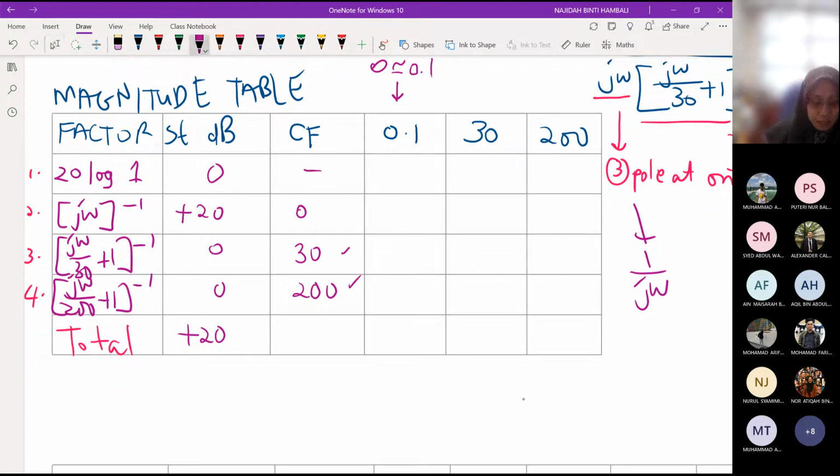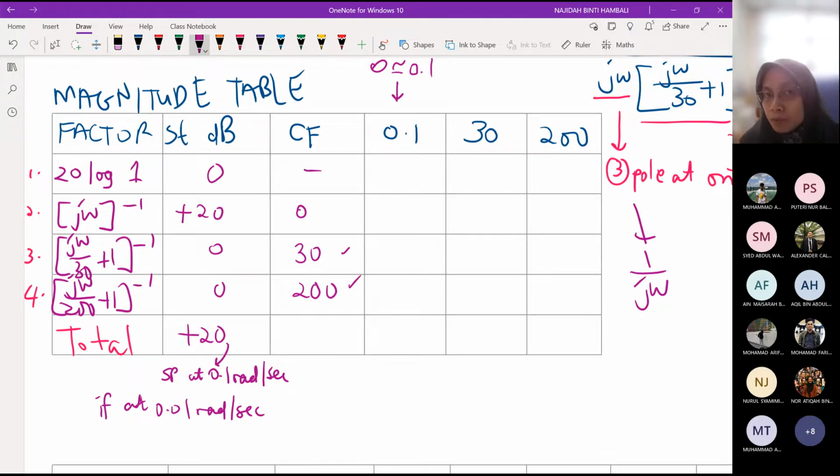Be careful. The starting point, SP, is at 0.1 radian per second. If the question asks you to start your x-axis scaling for semilog graph paper at 0.01 radian per second, you cannot use this positive 20 dB as your starting point for magnitude plot, because this calculation, which is in this case positive 20 dB, is correct for 0.1 radian per second. Kalau you tengok saya sketch teori number 1 sampai number 10, saya punya origin ialah kosong.